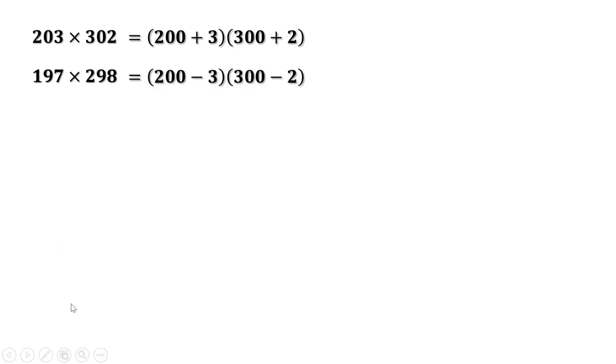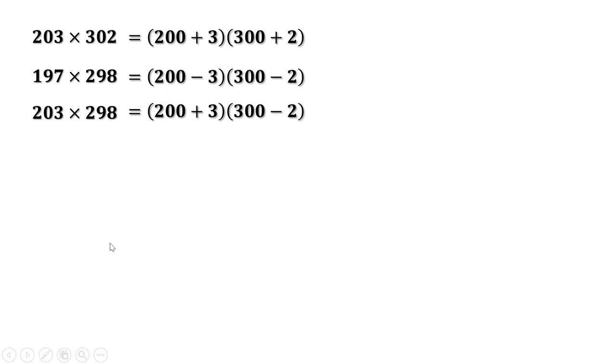For example, 203 into 302 can be split as 200 plus 3 into 300 plus 2. And 197 into 298 can be split as 200 minus 3 into 300 minus 2. How can we split 203 into 298? This is 3 more than 200, so this can be written as 200 plus 3. This is 2 less than 300, so this can be written as 300 minus 2. That is, 203 into 298 is 200 plus 3 into 300 minus 2.